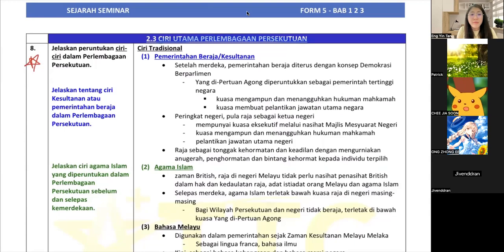Ciri utama. So what is ciri utama? Means the characteristics are the special part lah. So I told you already just now. I told you our country very special one because we have some states have the king, some states that don't have the king. So when we all combine together become a country, and then we merdeka, our law, the characteristics is we have the modern and the traditional characteristics.